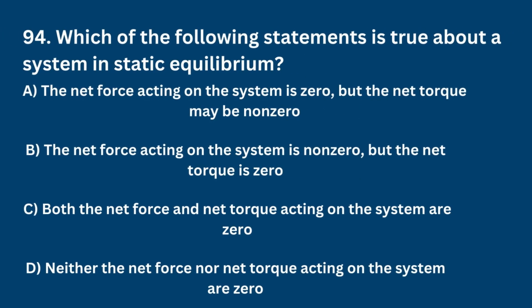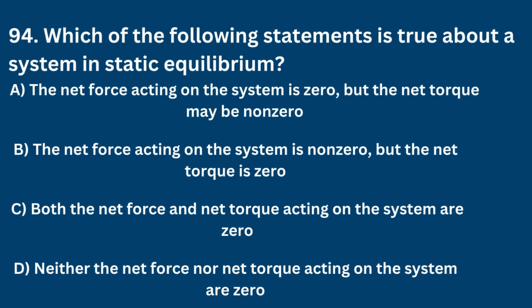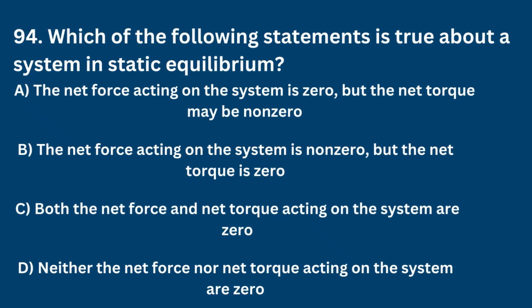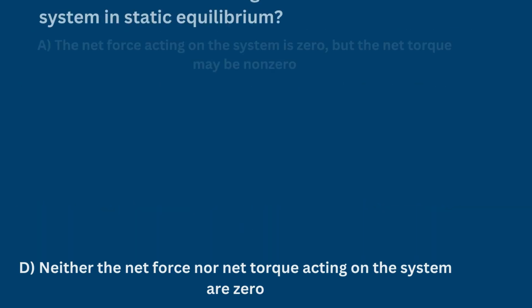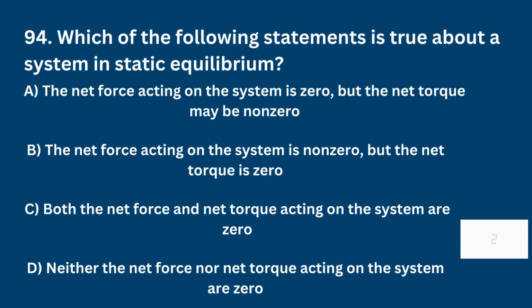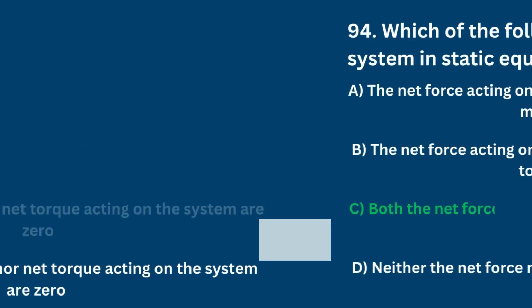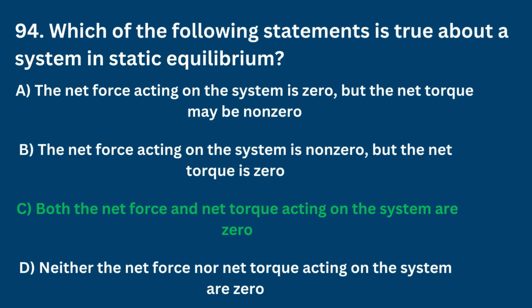Which of the following statements is true about a system in static equilibrium? The options are A. The net force acting on the system is zero, but the net torque may be non-zero. B. The net force acting on the system is non-zero, but the net torque is zero. C. Both the net force and net torque acting on the system are zero. D. Neither the net force nor net torque acting on the system are zero. Correct answer is C. Both the net force and net torque acting on the system are zero.